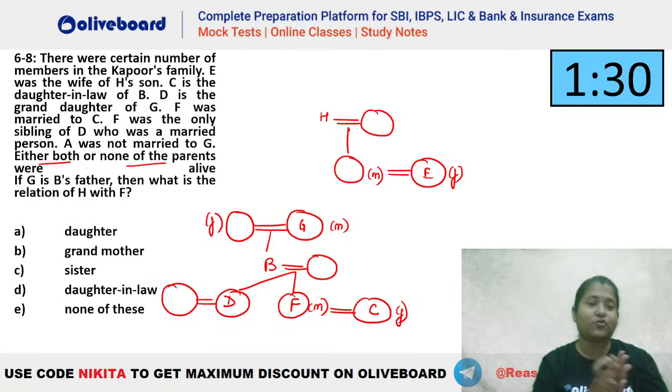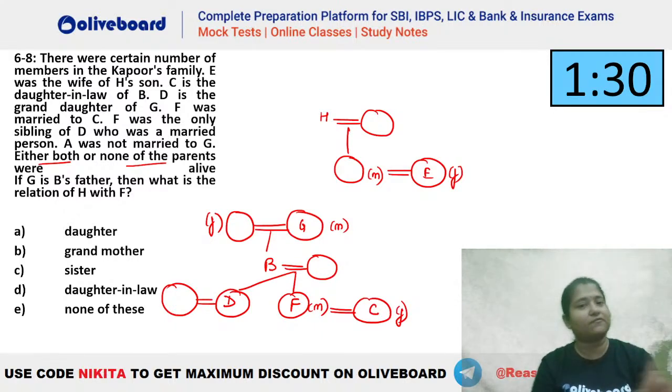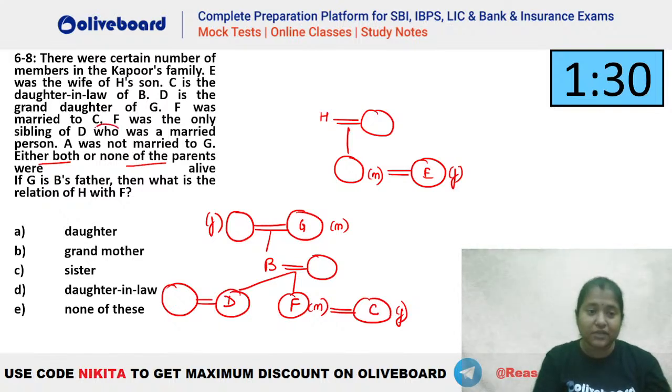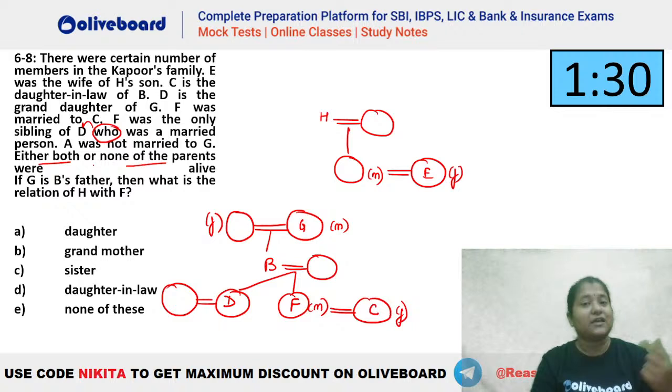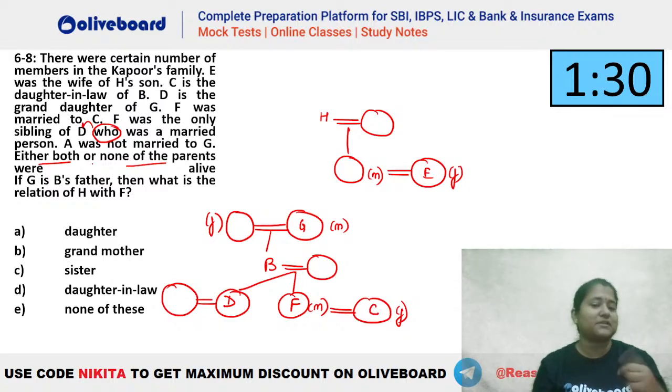This means we have two informations. One information is given for F, that F is the only sibling of D. That means D has only one sibling and that is your F. Okay. And at the same time, we have another information about D, that D has to be a married person, because this who denotes the nearest noun. Okay. When you have a who or a which, right, these denote the nearest noun. Now nearest noun to who is your D. Okay. So F is the only sibling of D and D has to be a married person. That is the meaning. Are we clear now, Shravani?